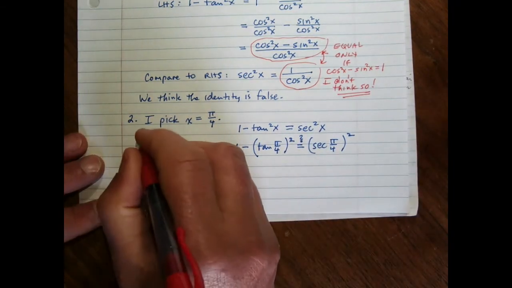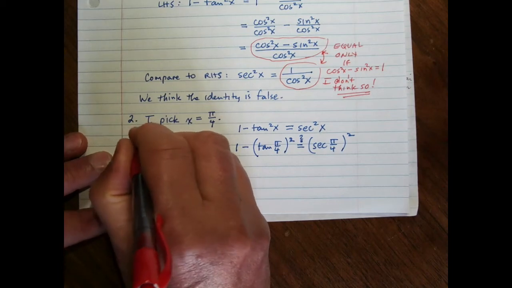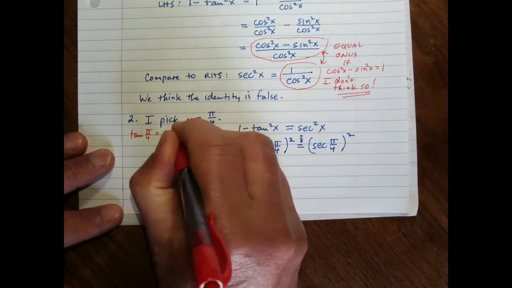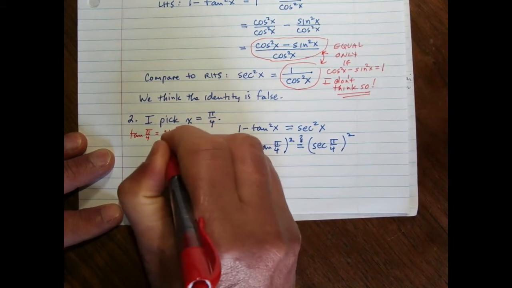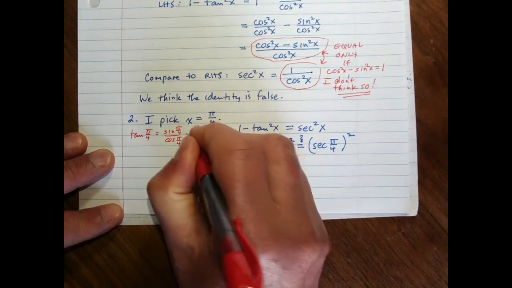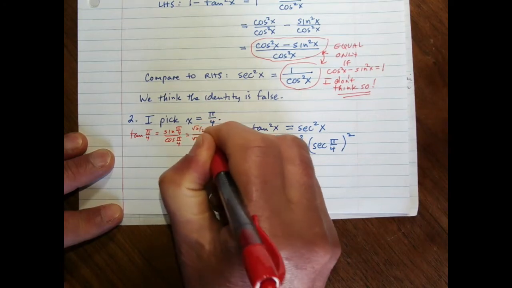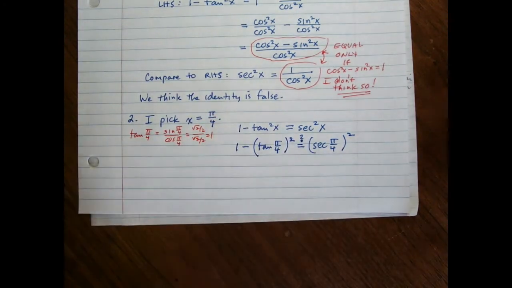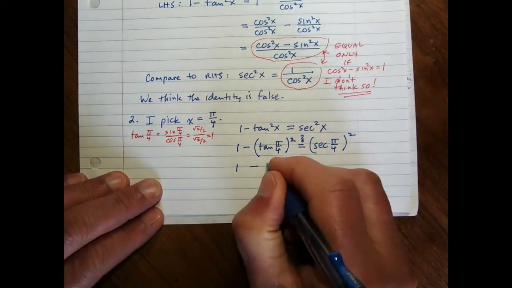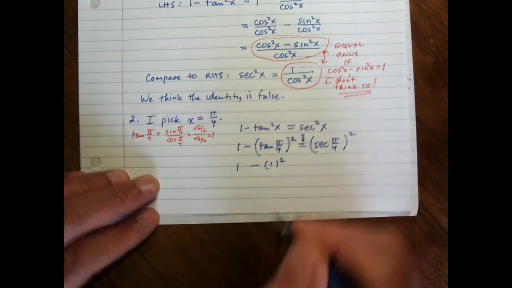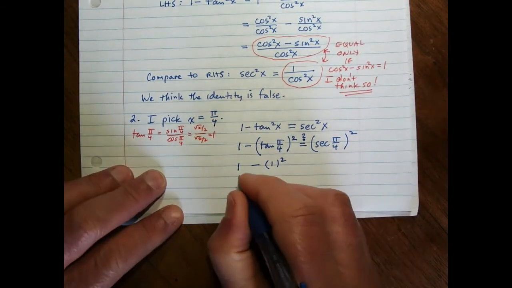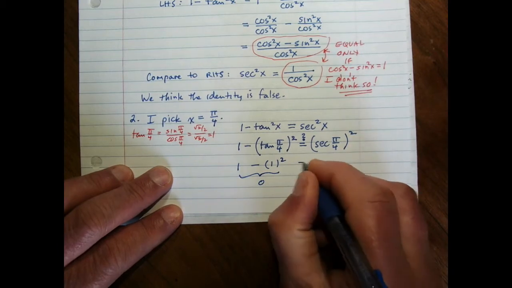Now, we know tangent of pi over 4 is sine of pi over 4 over cosine of pi over 4, square root of 2 over 2 over square root of 2 over 2. In fact, the tangent turns out to be 1. So that left-hand side is 1 minus 1 squared, or just 1 minus 1, which is going to be 0.